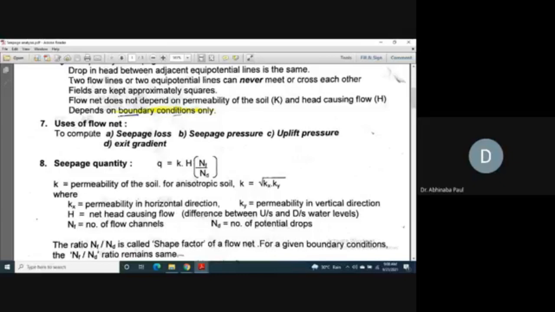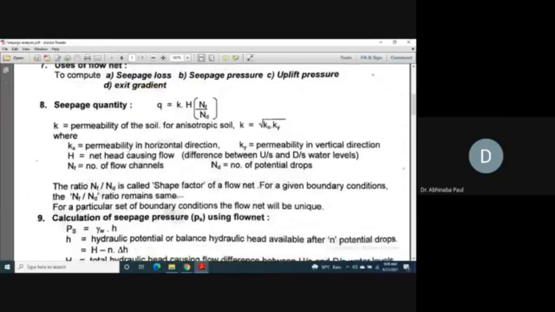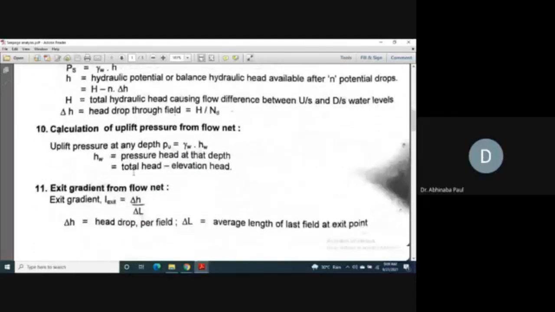Now, what is the use of a flow net? By using the flow net, what can we achieve? We can find the seepage loss, seepage pressure, uplift pressure, and also the exit gradient. So these are the utilities of the flow net. These are the formulas. I don't think these things are in your syllabus in that much depth. It may be asked.